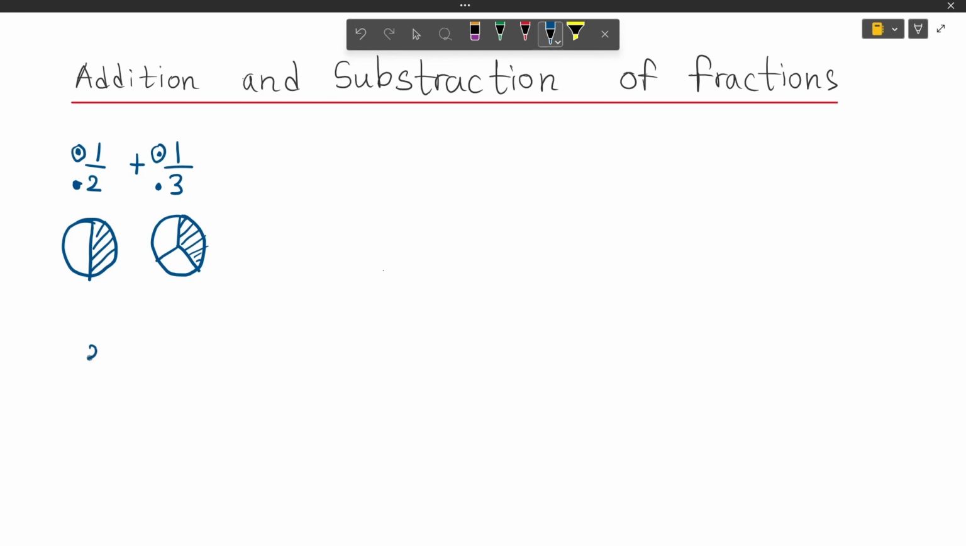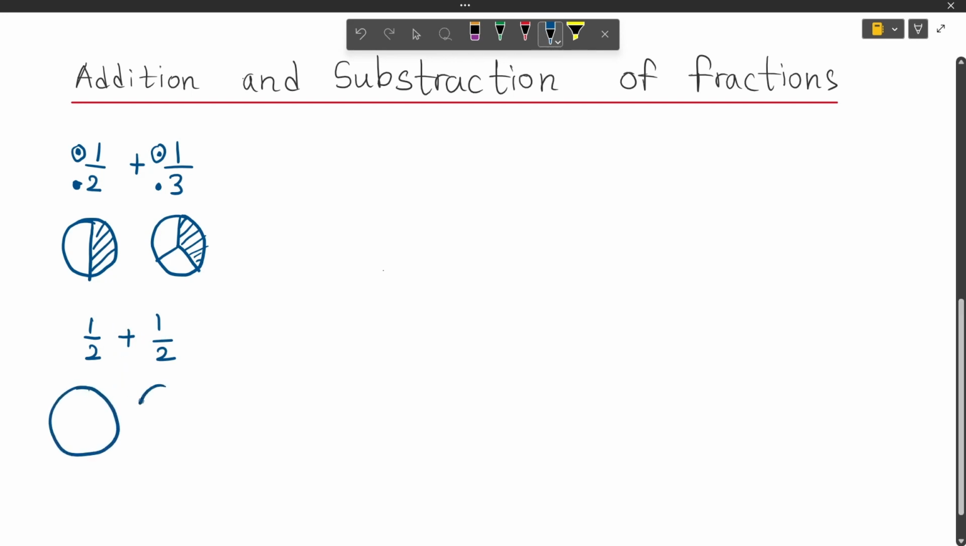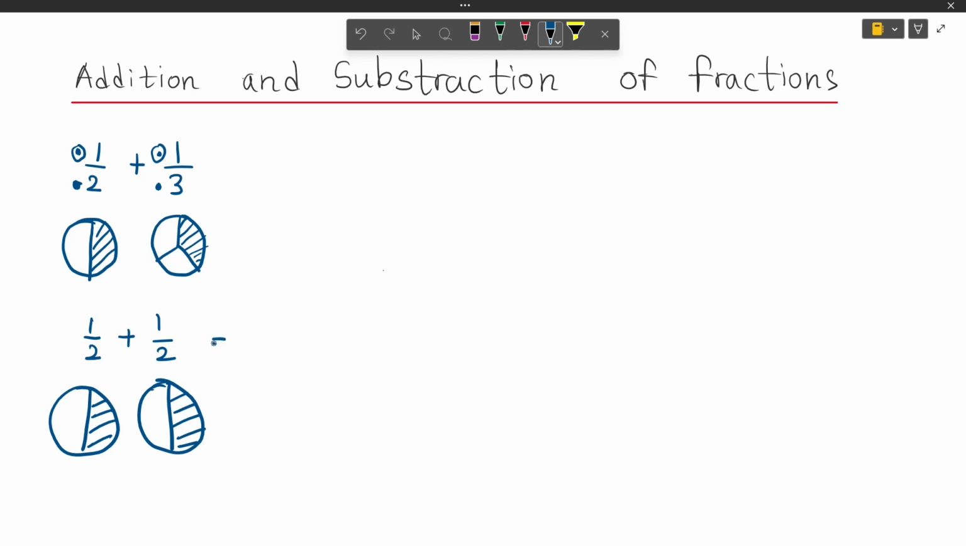If we have half and half, we can take a cake, divide it into 2, take one, and divide another cake into 2 and take one piece. So these two pieces we can add easily. A half of a cake and a half of a cake, if we add those two we get 1. So this is easy.